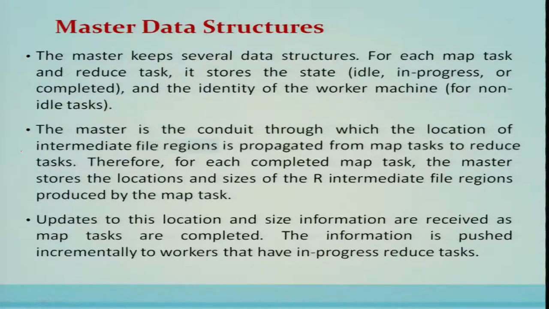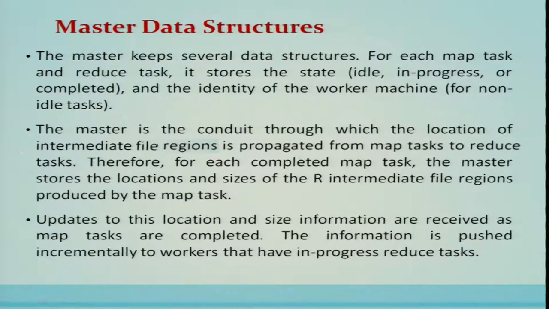So here, let us go into more details of the master data structure. The master keeps several data structures. For each map task and reduce task, it stores the state, that is idle, in progress or completed, and the identity of the worker machine for non-idle tasks. So you know that the master has the complete global view of all the workers, and so the states of all the processes are maintained, and also the identity of the worker machines, because they are going to be used in this particular computation.